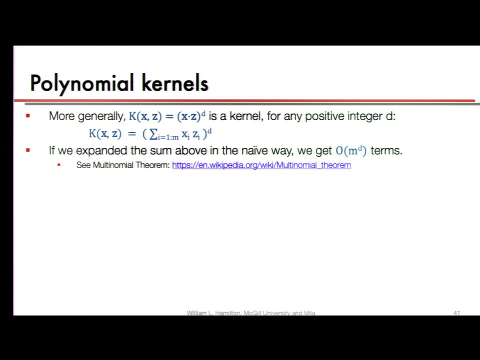quartic expansion of our input features, that would require us computing m to the 4 different terms and then taking a dot product in that m to the 4 dimensional space. But instead, all we're doing is taking the dot product and raising to the power of 4. So again, this kernel function is giving us this value that says if we were to do this feature expansion and take a dot product in the higher dimensional space, what would be the dot product? But we can actually get that value without explicitly doing that feature transformation.